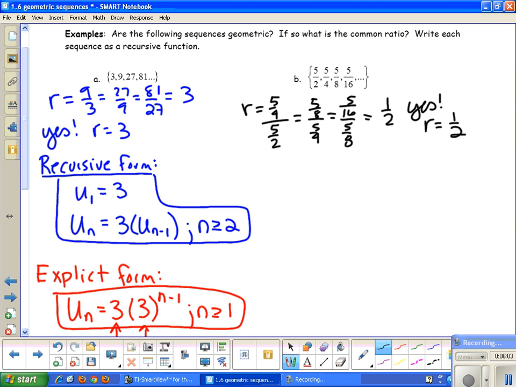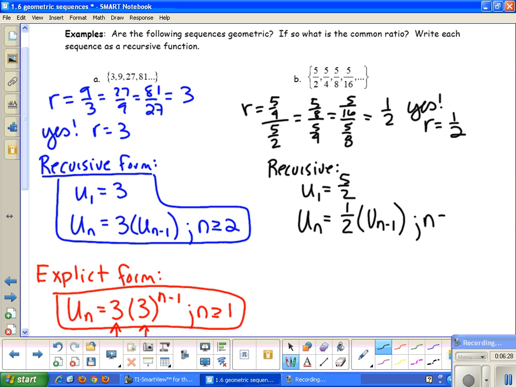So 5/2 times a half gives you 5/4, and times another half gives you 5/8, times another half gives you 5/16. So to write the formulas for this, we have recursive. The recursive form would be my first term, which is 5/2, and then a formula for the nth term would be equal to my common ratio, which is 1/2, times my previous term for values of n greater than or equal to 2.